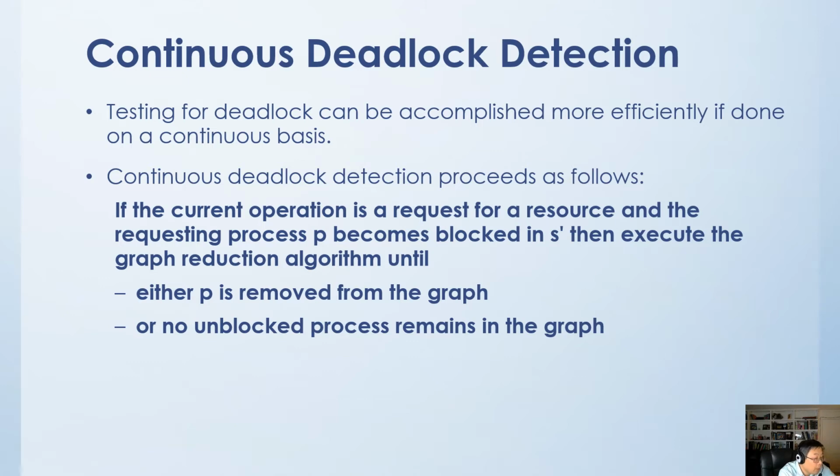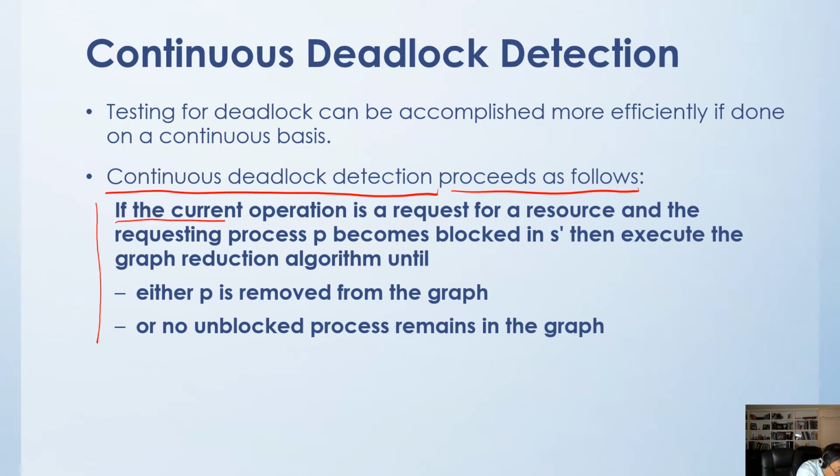So for any resource allocation graph, we can always test whether it's in the deadlock state or not, whenever we want to do so. However, it would be more efficient if that testing is done on a continuous basis. So the continuous deadlock detection proceeds as follows. Here's how we're going to do the continuous testing.